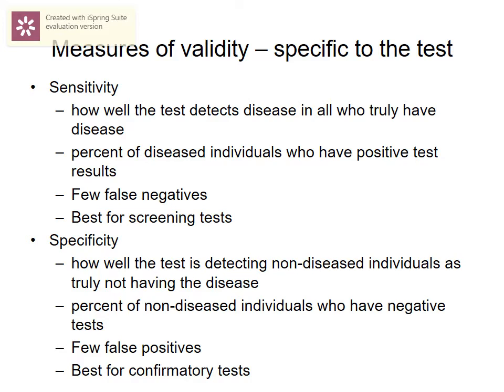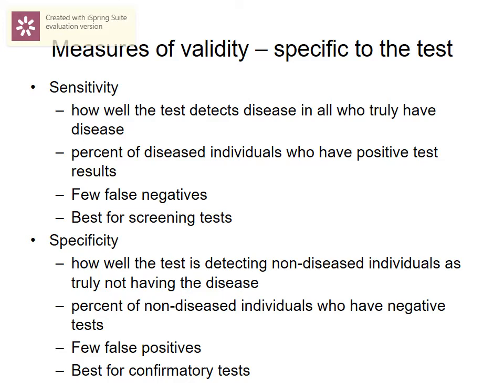Sensitivity is a measure that tells us how well the test detects disease in anyone who truly has the disease. Or we could say it's the percent of diseased individuals who have a positive test. There are very few false negatives, and this is a measure that's best for screening tests. So a highly sensitive test will not miss any true cases of disease. And if we're screening, remember, screening is looking for disease in the asymptomatic population. It makes sense that you'd want a high level of sensitivity, close to 100.